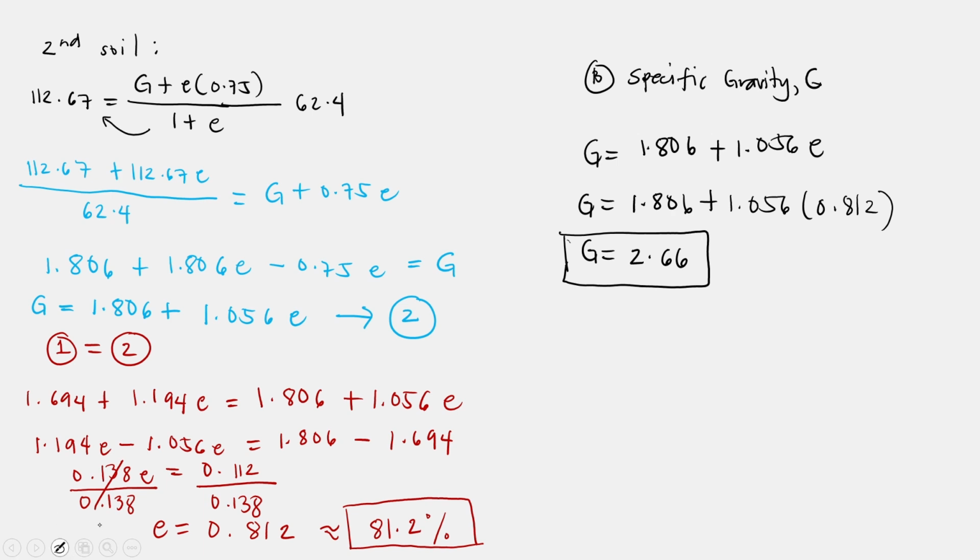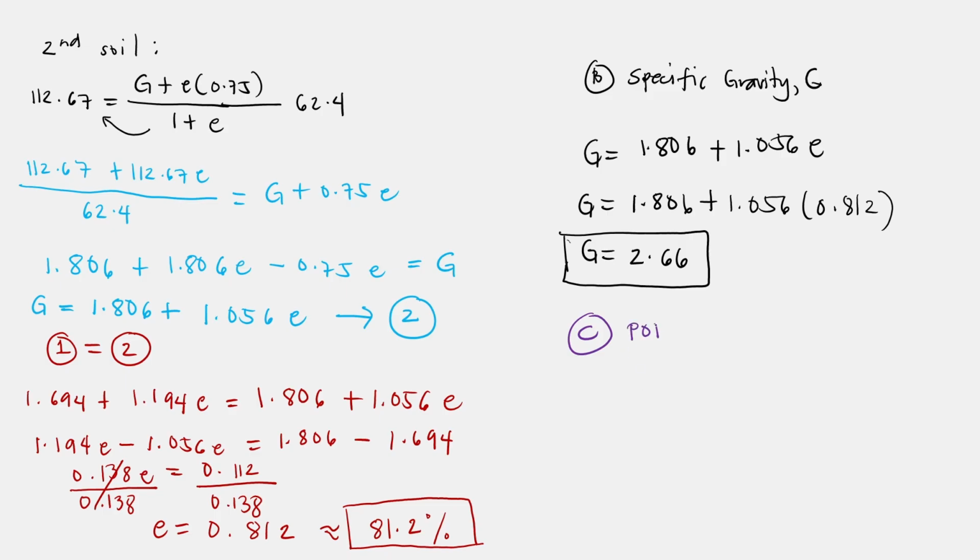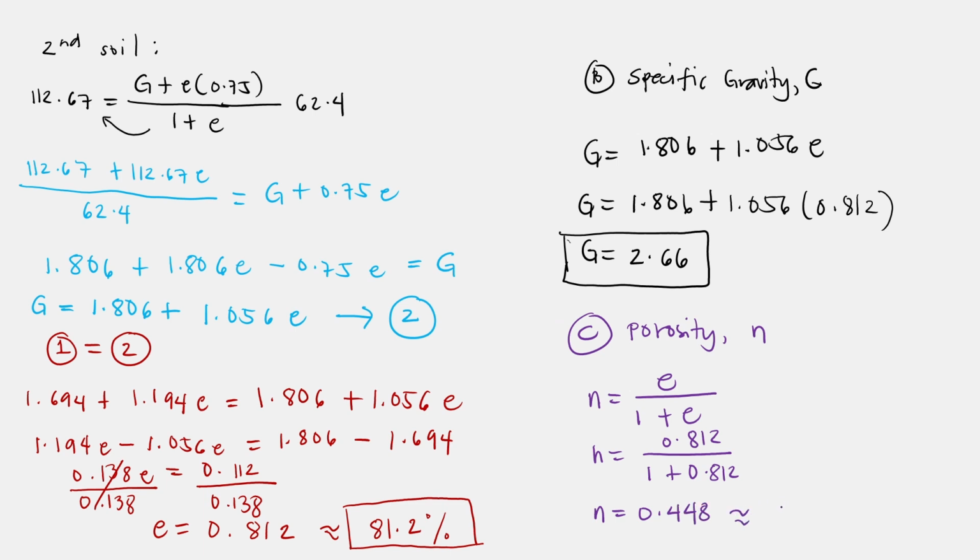And letter C, porosity. Ayan. So, porosity yung next natin. Porosity in percent siya. So, porosity or yung N natin. So, yung relationship ng void ratio and then yung porosity. Di ba, yung N is equal to E divided by 1 plus E. So, salpak natin. N is equal to 0.812 divided by 1 plus 0.812. Ayan. So, compute. So, magiging 0.448 or 44.8%.